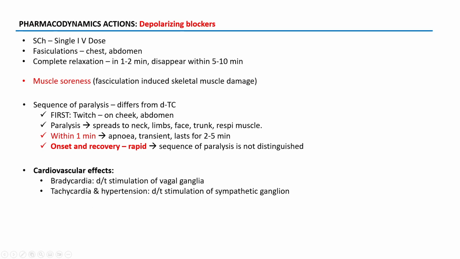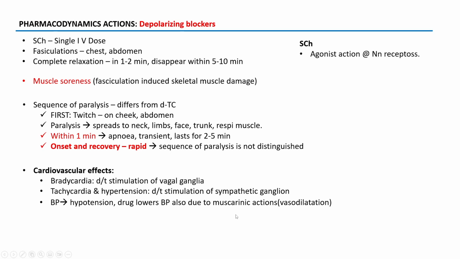So it can cause bradycardia due to the stimulation of the vagal ganglion, and bradycardia can trigger reflex tachycardia, and that can lead to hypertension due to the stimulation of the sympathetic ganglion. And in BP, there can be hypotension, and drugs which can lower the BP also act due to the muscarinic action. Even the depolarizing succinylcholine can cause hypotension, mainly due to the muscarinic action, through vasodilation.